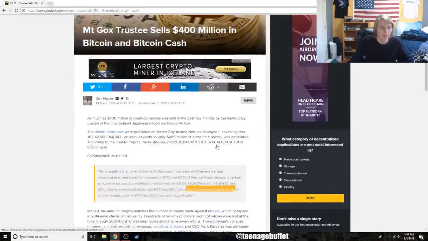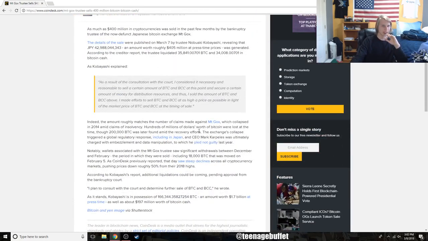So him liquidating all this currency, it's no doubt in my mind that he may have triggered maybe even half or maybe even all of this Bitcoin at once, so he can get the highest price possible for his liquidation. And the scary thing is that it does say he has more. This isn't all he has. As it stands, Kobayashi is in possession of over 160,000 Bitcoin worth $1.7 billion. So, Bitcoin not looking too good because we have this large amount being held by one person.